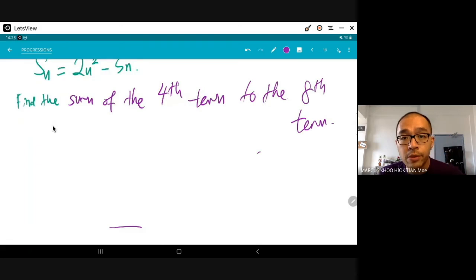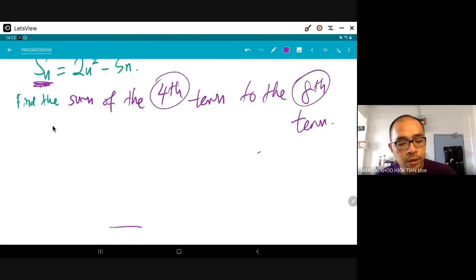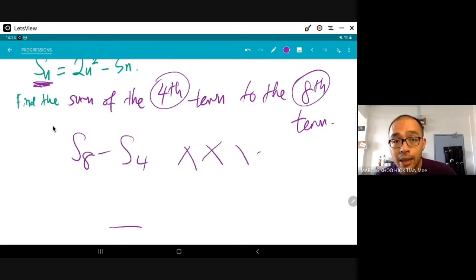Sum of the fourth term to the eighth term means tempat keempat, the fourth place until the eighth place, you want to find that total only. But the problem with the Sn formula, all Sn formula is they total up from the first place. Dia menjumlahkan dari yang pertama. So ramai orang akan membuat kesilapan ini. Dia tengok fourth and then eighth, maksudnya S8 tolak S4. Salah. Okay, why? Think about this.